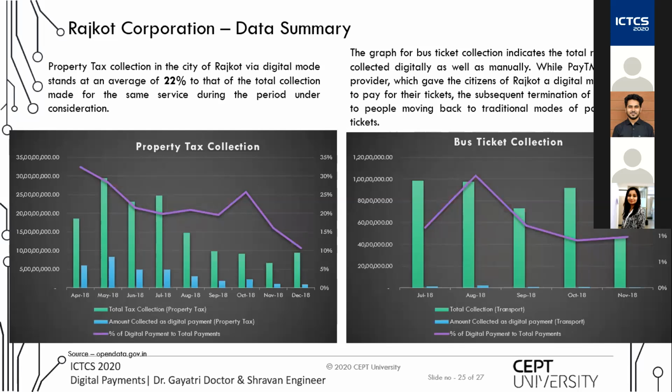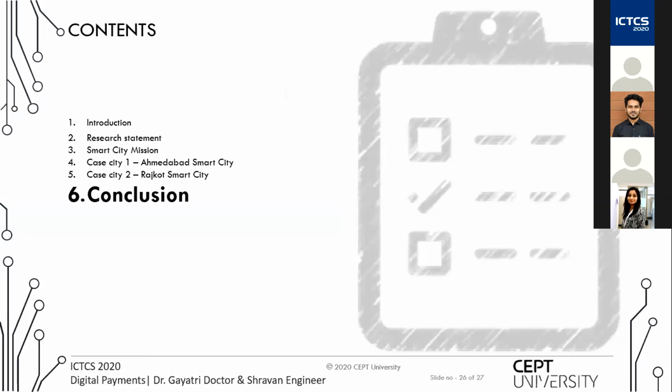And there was also an instance from July 2018 to November 2018 where the Rajkot Corporation had implemented a Paytm gateway for their bus service. So that data was also there. But after that, they discontinued the service.